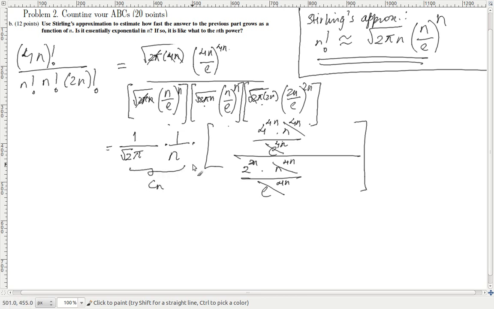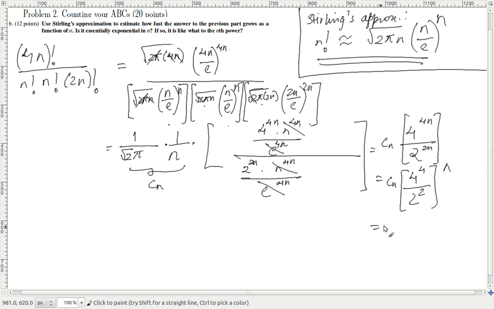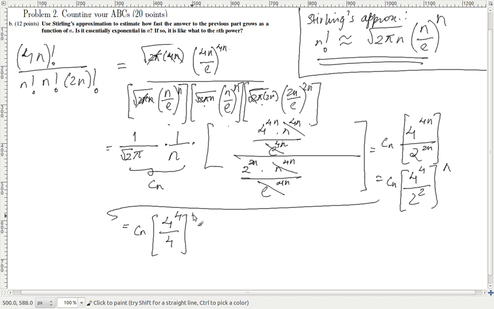Let's denote this as some constant cn, which is equal to cn times 4 to the 4n divided by 2 to the 2n, which is equal to cn times 4 to the 4 divided by 2 to the 2 whole to the n, which is equal to cn times 4 to the 4 divided by 4 to the n, which is equal to cn times 4 to the 3n, right? So this 4 gets cancelled to give 3 there. So it's 4 to the 3n, which is equal to cn times 64 to the n. So let's just write cn out just as a final answer.